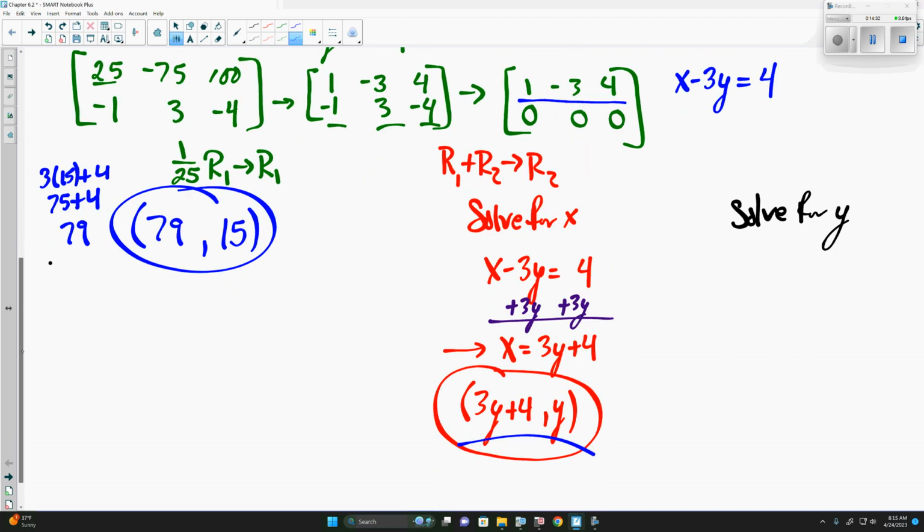Whenever we get this, when there's all zeros, it's all real solutions, but it's all real solutions defined by this here. In Algebra 2, when we got this, we just said all the real solutions and stopped.